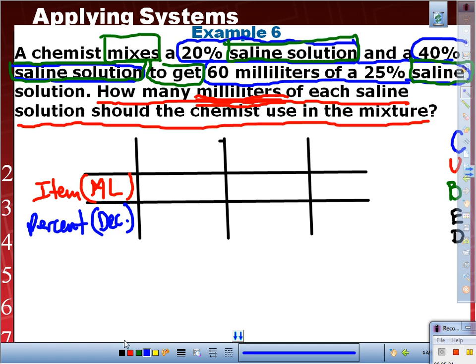All right. Are we there so far? Okay, so let's see what they're talking about. See what I'm going to label here. It says, a chemist mixes a 20% saline solution and a 40% saline solution to get 60 milliliters of 25% saline. So how many mixtures does he make, or does she make?